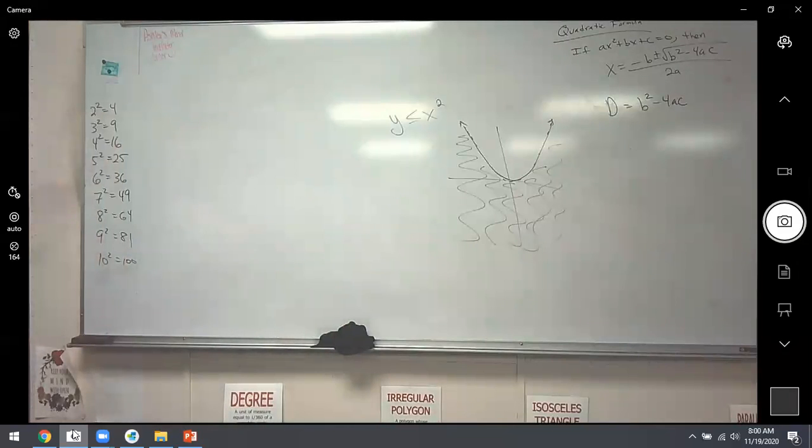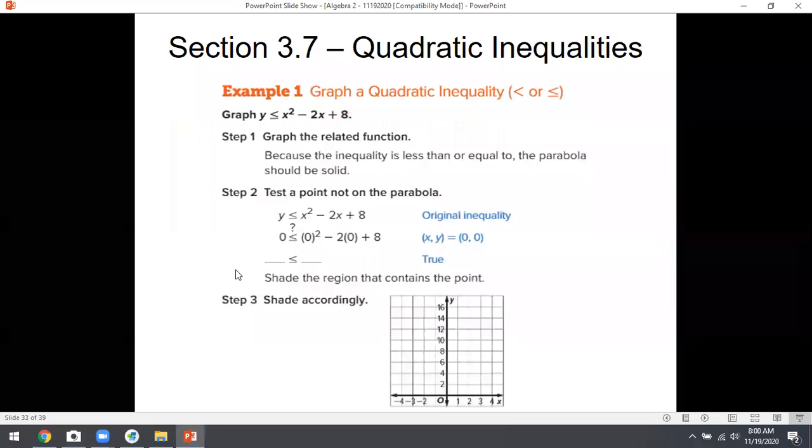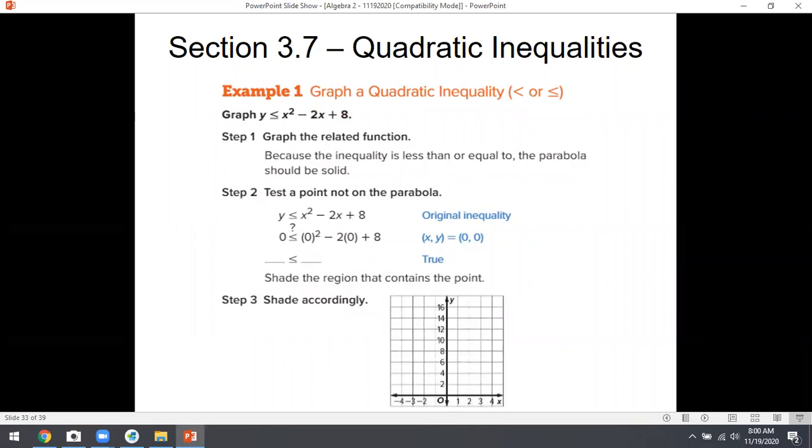But let's look at some specific examples. Of course, if it was greater than, what would you do? You'd shade above. So same kind of deal here. Let's try this one out. Graph y is less than or equal to x squared minus 2x plus 8. Probably the hard part is going to be figuring out what a graph of x squared minus 2x plus 8 looks like, and then we'll just shade like that.